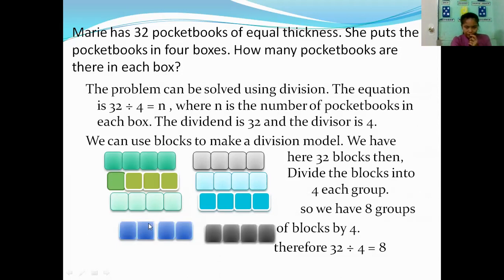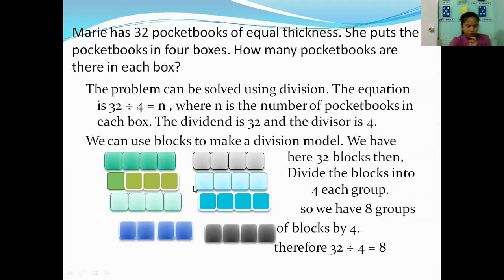So there are 32 blocks, and then we are going to divide the blocks into groups of 4 each. So it means that each group we have 4 blocks. As you can see, we have 4 blocks here. So let's count how many groups of 4 blocks. Let's count 1, 2, 3, 4, 5, 6, 7, 8. So therefore, 32 divided by 4 equals 8.